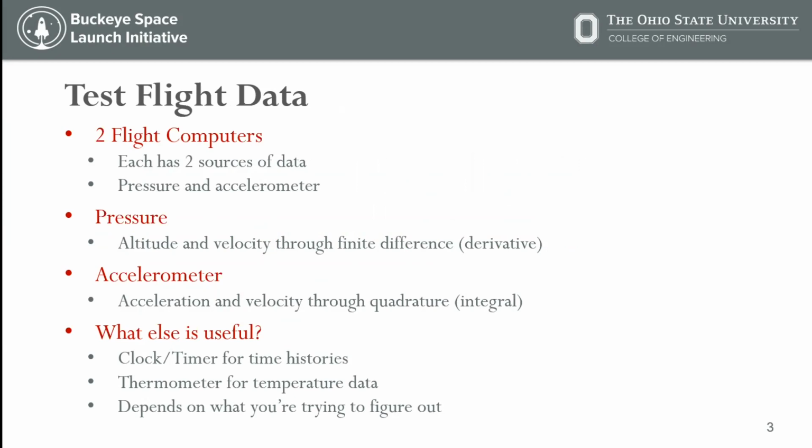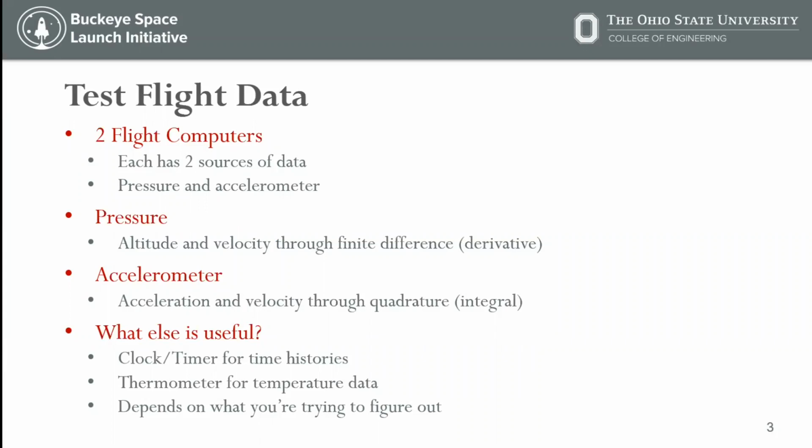So on board the rocket this year, we had 2 flight computers, a TeleMetrum and an EasyMini. Each really has 2 main sources of data. They both have a pressure sensor and an accelerometer. So the pressure sensor records pressure, which can be directly calculated into an altitude reading. And then we can use the finite difference method to find velocity from that reading, similar to using the definition of a velocity as the time rate of change of a position. So finite difference is kind of like taking a derivative.